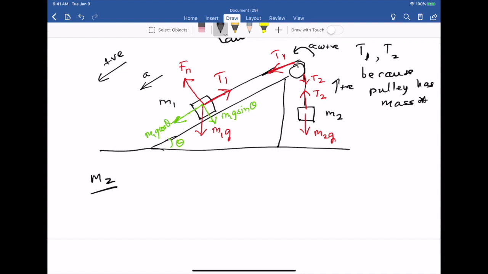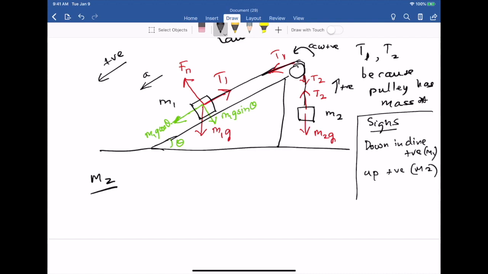CCW plus phi is my shorthand for counterclockwise is positive. So I'll just quickly write these down. Our sign conventions are: down the incline is positive for m1, up is positive for m2, and for the pulley, counterclockwise is positive. Okay, so those are our signs. Now we have our signs.